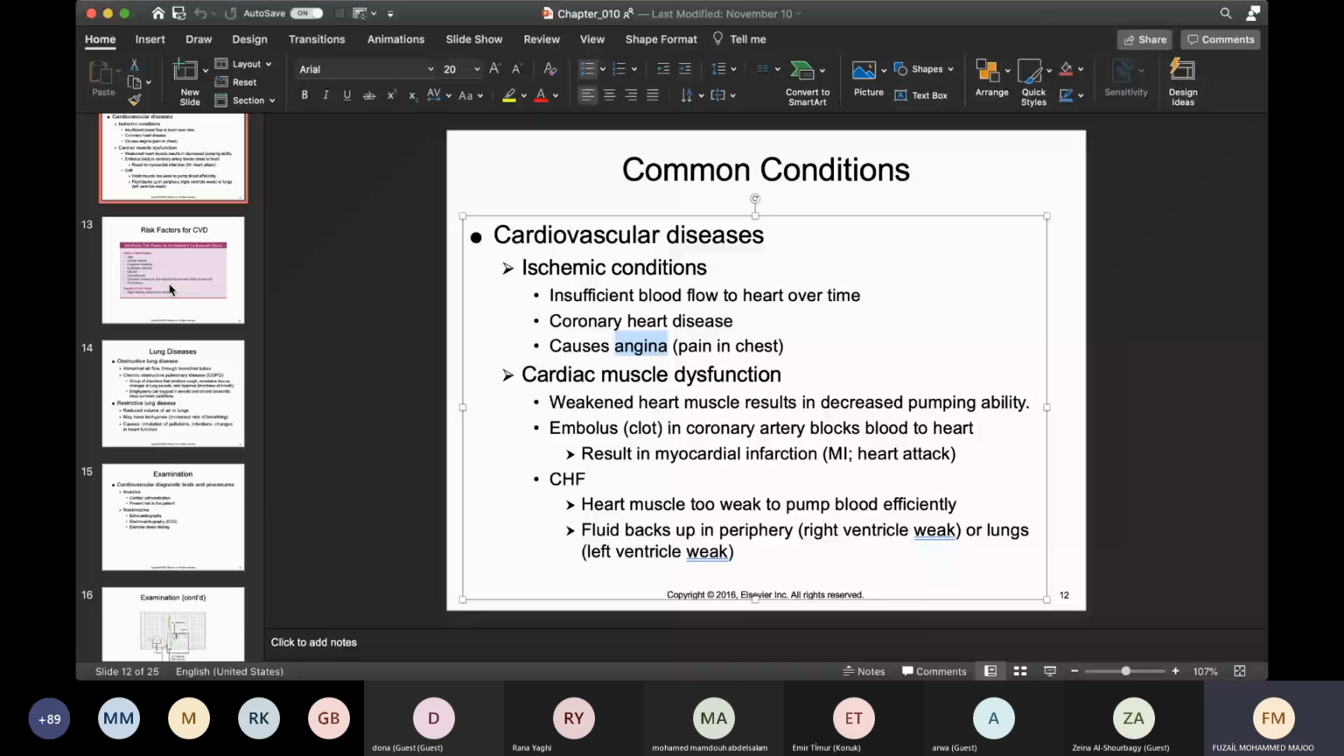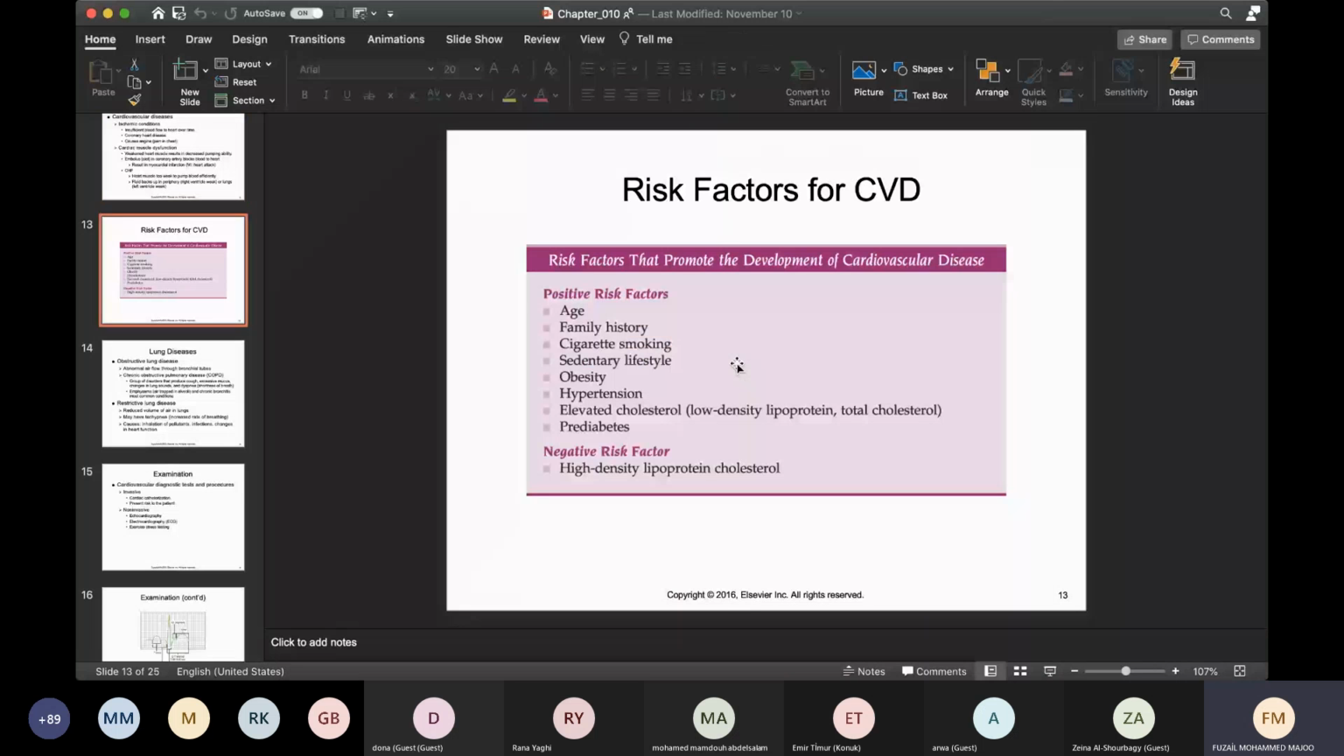If you look at some of the risk factors, age is one of the risk factors for CVD. Obviously, you tend to see this more in older people, and also in people in their adult lives in the 30s and 40s. If you have a history of CVDs, you're at a higher risk. If you smoke, you're at a higher risk. Lifestyle matters too: if you don't move around, you just sit and do nothing, that's another risk factor for CVD. If you're obese, it's another risk factor. If you have high blood pressure, high cholesterol, or you're in a pre-diabetic state.